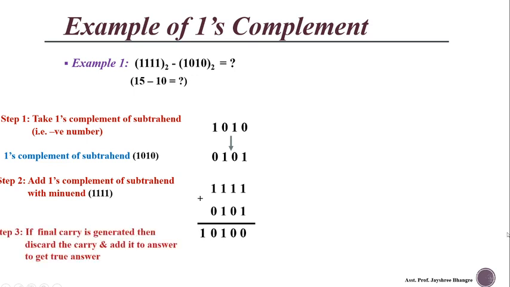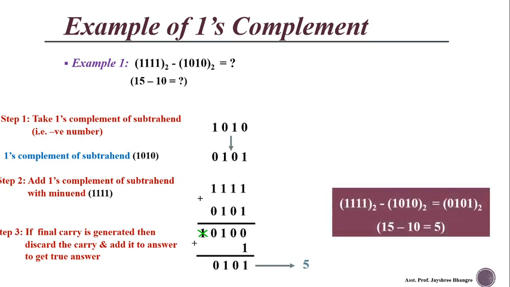So what is the third step? According to the rule, if the final carry is generated, then the answer is positive. So the answer is positive, and what do we have to do now? We have to discard this carry and add this carry to the answer to get the true result. So we will get the answer, that is 0101, which is nothing but 5. So over here 15 minus 10 is nothing but 5. So we get the final answer. The answer is positive and we get the answer of subtraction using this addition.